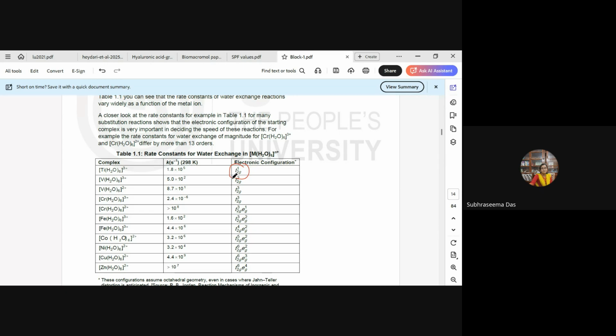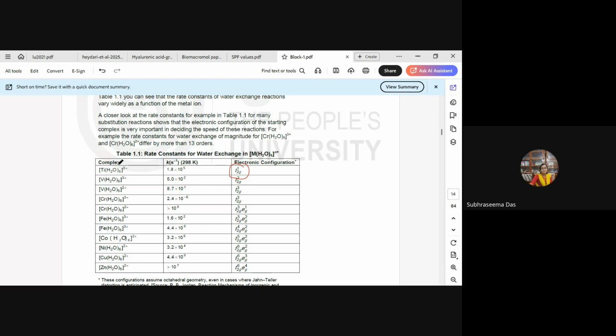In this table you can see the electronic configuration. It has been assumed, if you look at the coordination number, that the coordination number of all the metals is 6, which indicates an octahedral field.